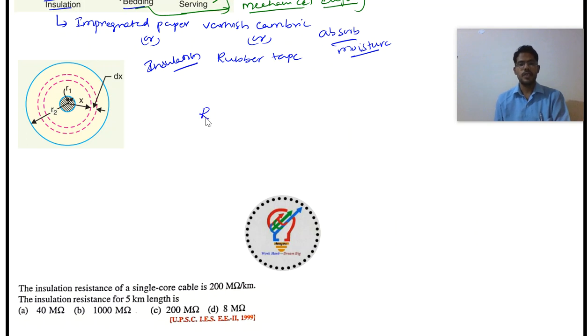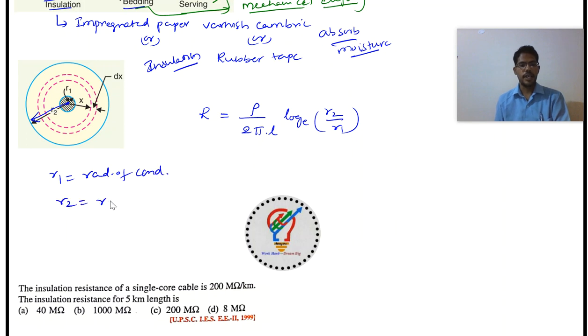Okay, we'll discuss. Now the insulation resistance of the cable is equal to rho divided by 2 pi L into log base e of R2 divided by R1. Where R2 is the radius from the center of the conductor to the overall cable. R1 is the radius of the conductor only, and R2 is the radius of the conductor plus the radius of the insulation material.